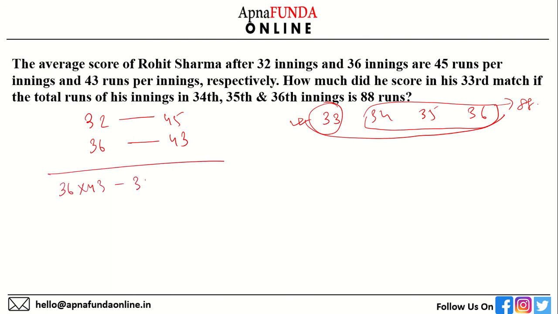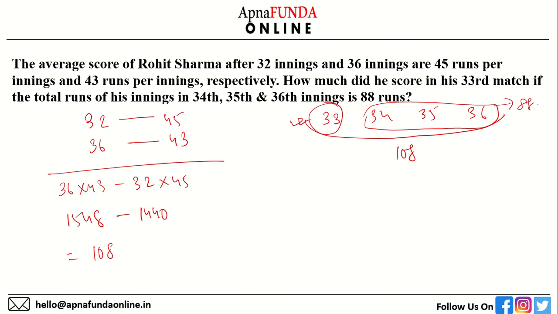Now, if we solve this way, we will get the total runs that he scored in the 33rd, 34th, 35th, and 36th innings, these four matches. So let's solve this. 36 into 43 is 1548 minus 32 into 45, which is 1440. The difference is 108. This is the total runs that he scored in the 33rd, 34th, 35th, and 36th matches.